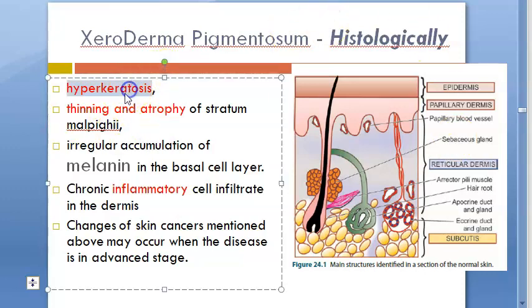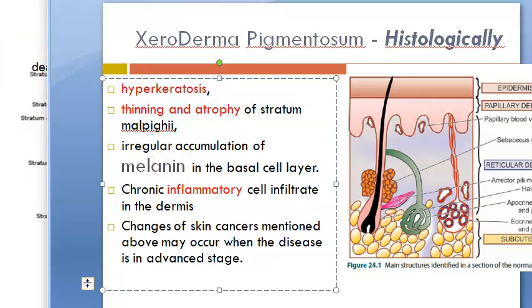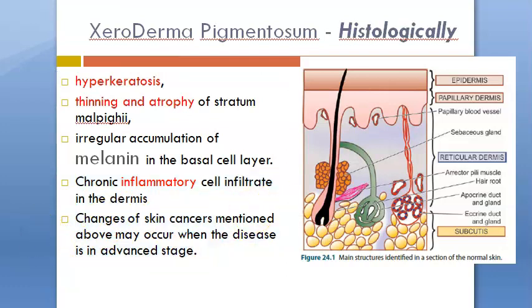So what will you see in these people? Hyperkeratosis, thinning and atrophy of the stratum Malpighii. Where is the stratum Malpighii, guys? It looks like the stratum spinosum and the stratum basale together, they're calling the Malpighian layer. This is what is affected in xeroderma pigmentosum, right? So what are they telling here? There is thinning and atrophy of the stratum Malpighii, so those two layers together are very thin, atrophied. There is irregular accumulation of melanin in the basal cell layer. There are chronic inflammatory cells there. And this can convert into cancer in an advanced stage.